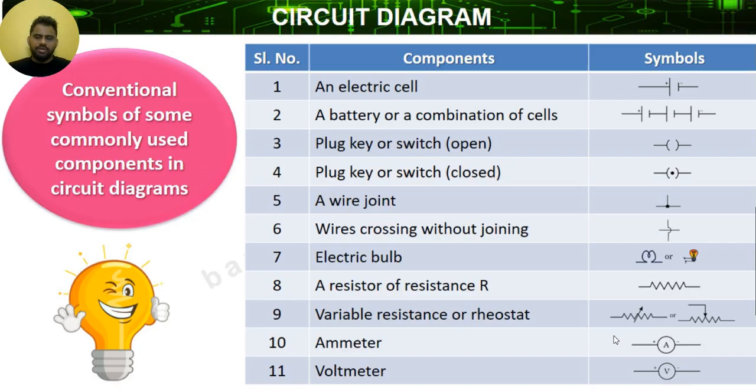Variable resistance or rheostat is shown by this symbol. An ammeter is shown by this symbol, A will be written, and voltmeter, V will be written.